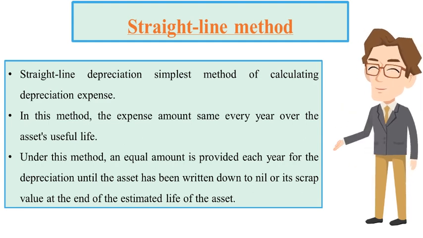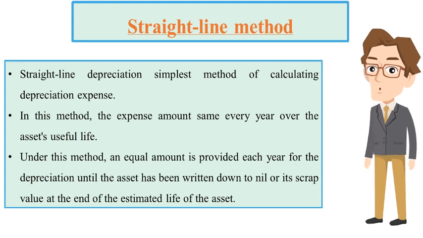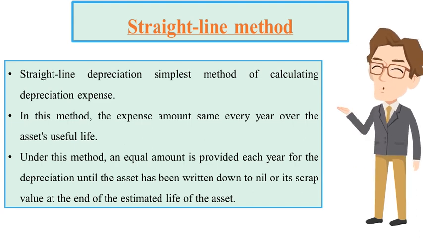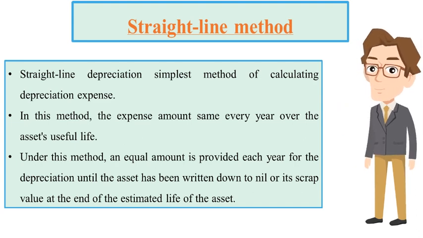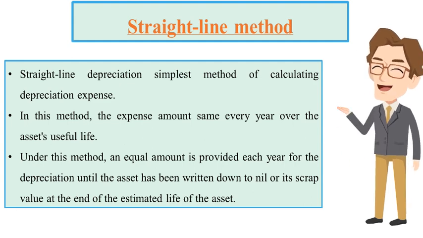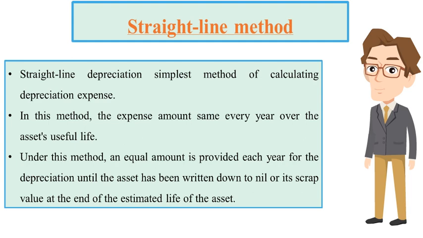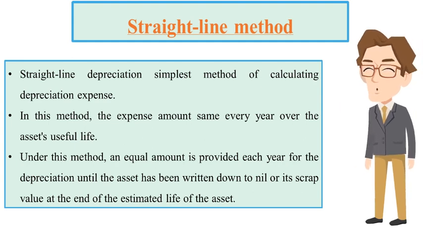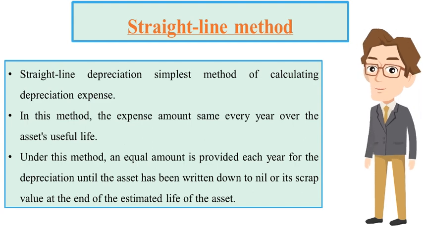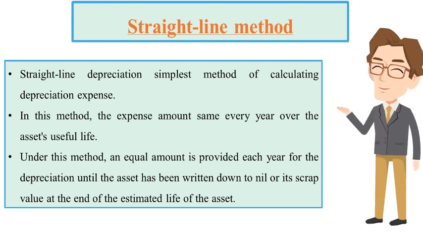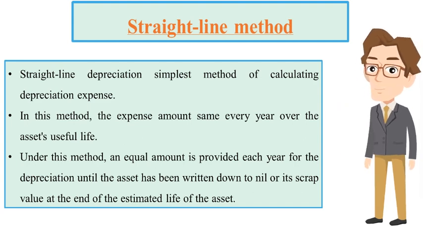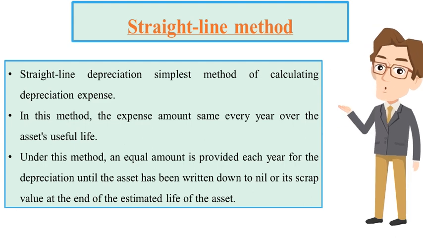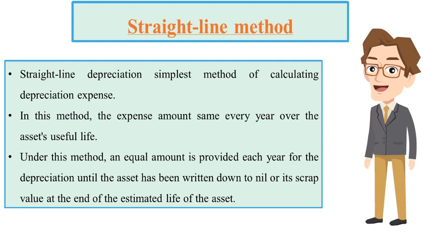Straight line depreciation is the simplest method of calculating depreciation expense. In this method, the expense amount is the same every year over the asset's useful life. Under this method, an equal amount is provided each year for the depreciation until the asset has been written down to nil or its scrap value at the end of the estimated life of the asset.